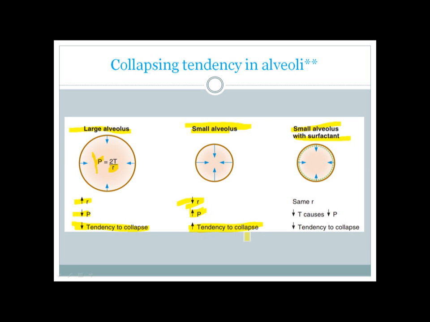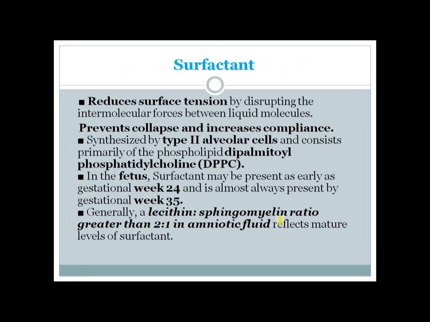So what can you do to prevent this tendency to collapse? What you can do is line the alveolus with surfactant. Surfactant will reduce the attractive forces between the molecules lining the alveoli, and that's why it will reduce the surface tension, and as the surface tension is proportional to the collapsing pressure, it will reduce the collapsing pressure, and ultimately there will be a decreased tendency to collapse.